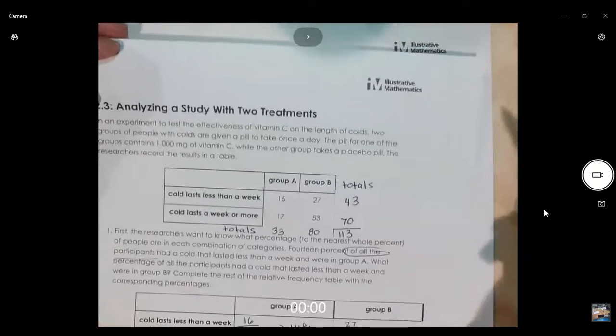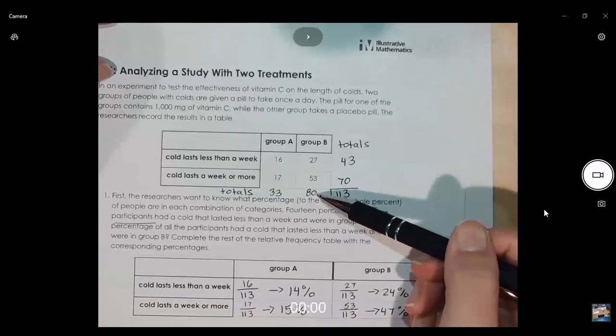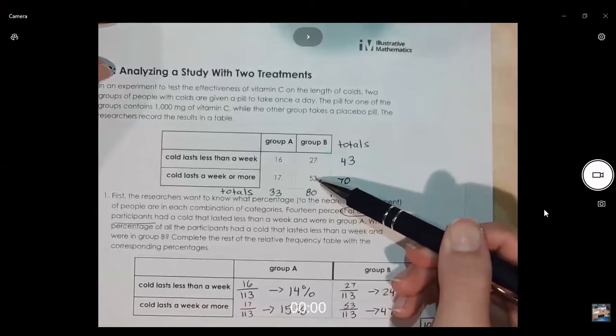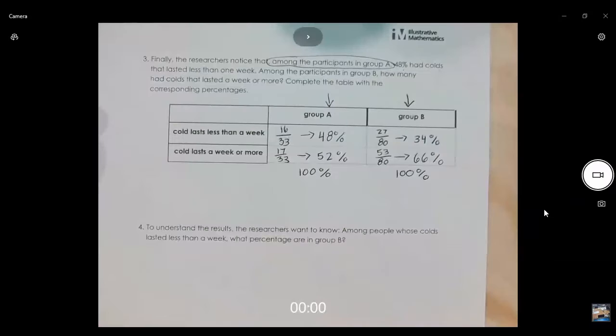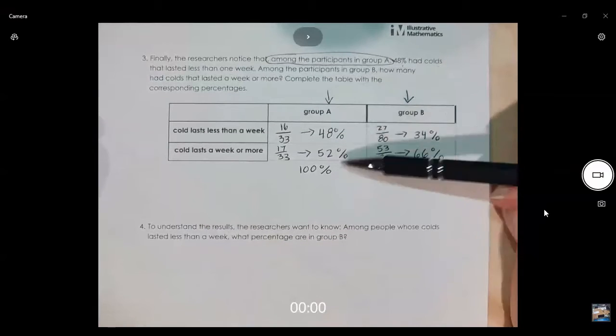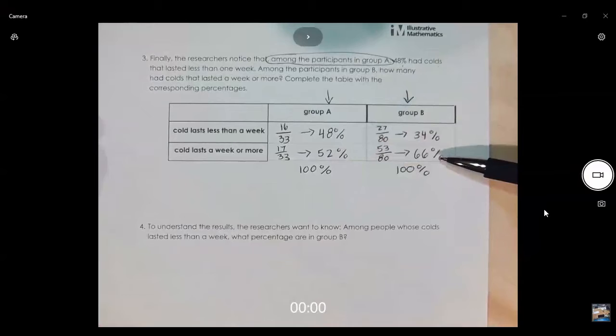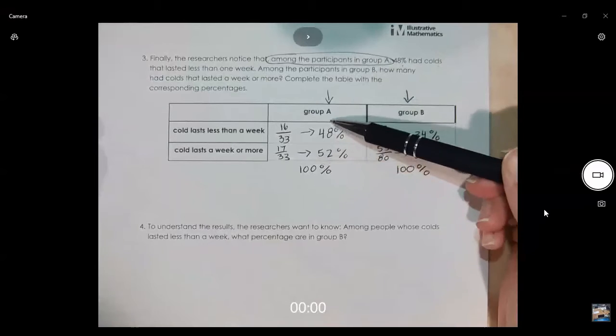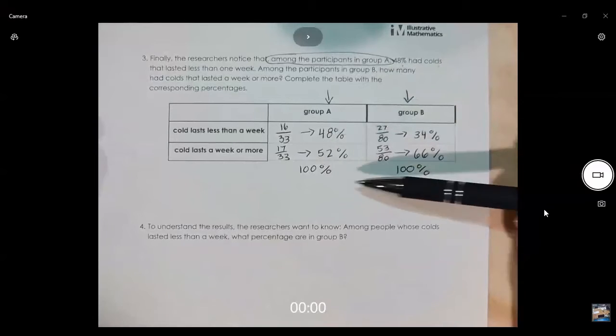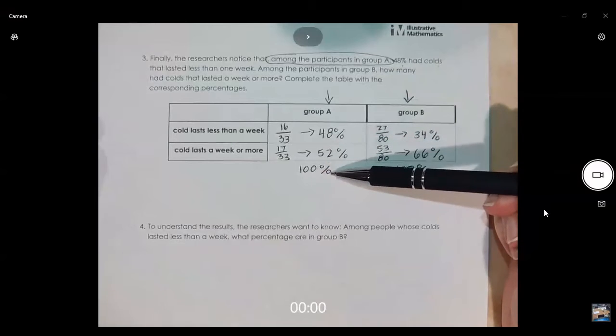And then I'll do the same thing for group B, but now my total is 80 people. So it'll be 27 out of 80 and 53 out of 80. So now you can see that since I had my totals for my columns is what I was going out of, then 100% should be added when I add the two percentages in my columns together.